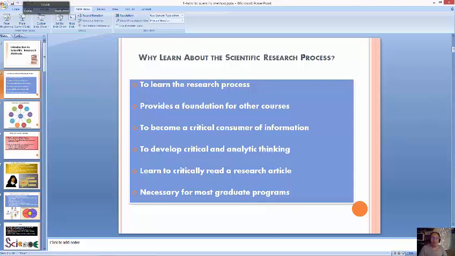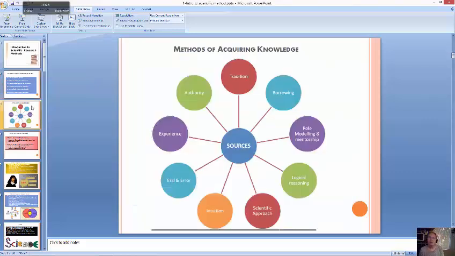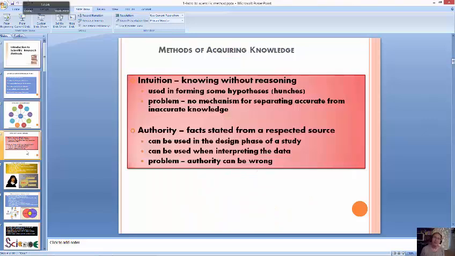As it says here, and as I've just said, we learn to critically read research articles, and of course, this is necessary for most graduate programs. What are our methods of acquiring knowledge? Many. The sources for acquiring knowledge include, of course, tradition, borrowing, role modeling, logical reasoning, the scientific approach, intuition, trial and error, experience, authority. All of these are ways or sources of acquiring information and knowledge.